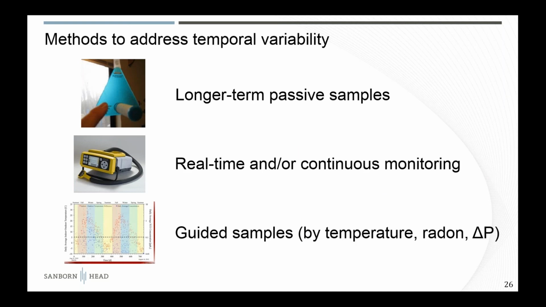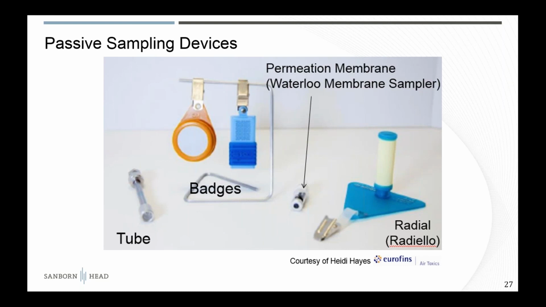So now, for the last part of the talk, I'm going to move on to some of the newer methods to perhaps address some of this temporal variability. There isn't any one answer to this question, and it's still an active area of research, which we'll look at here as well. But one approach would be to use long-term passive samples. This potentially gets to the answer of what the long-term average concentration is. If you want to answer that question, passive samplers could be your way to go.